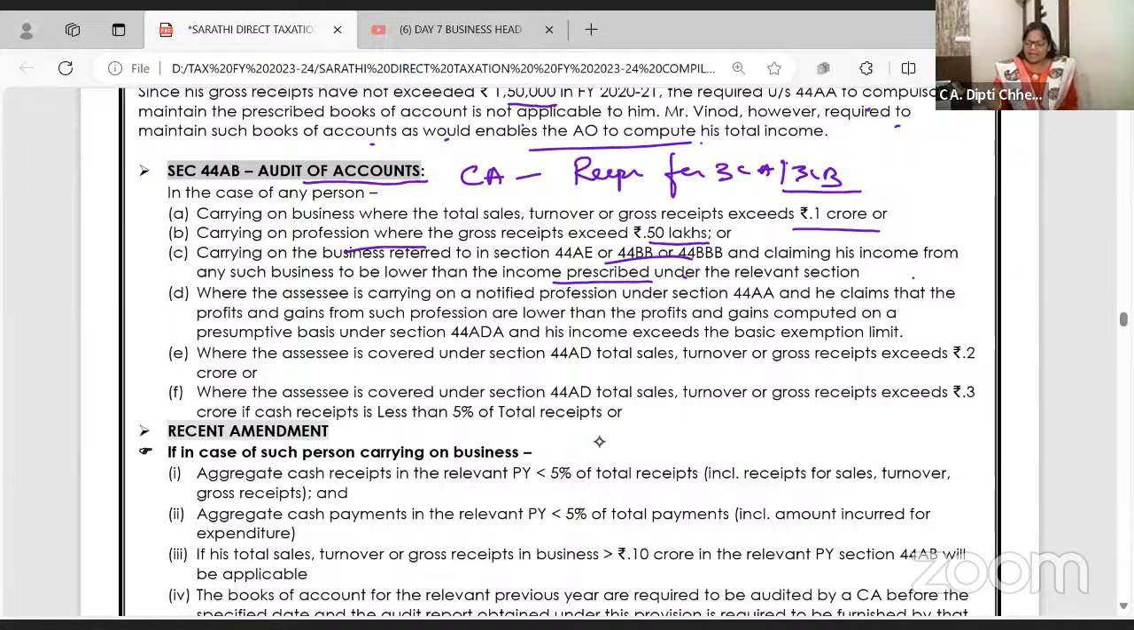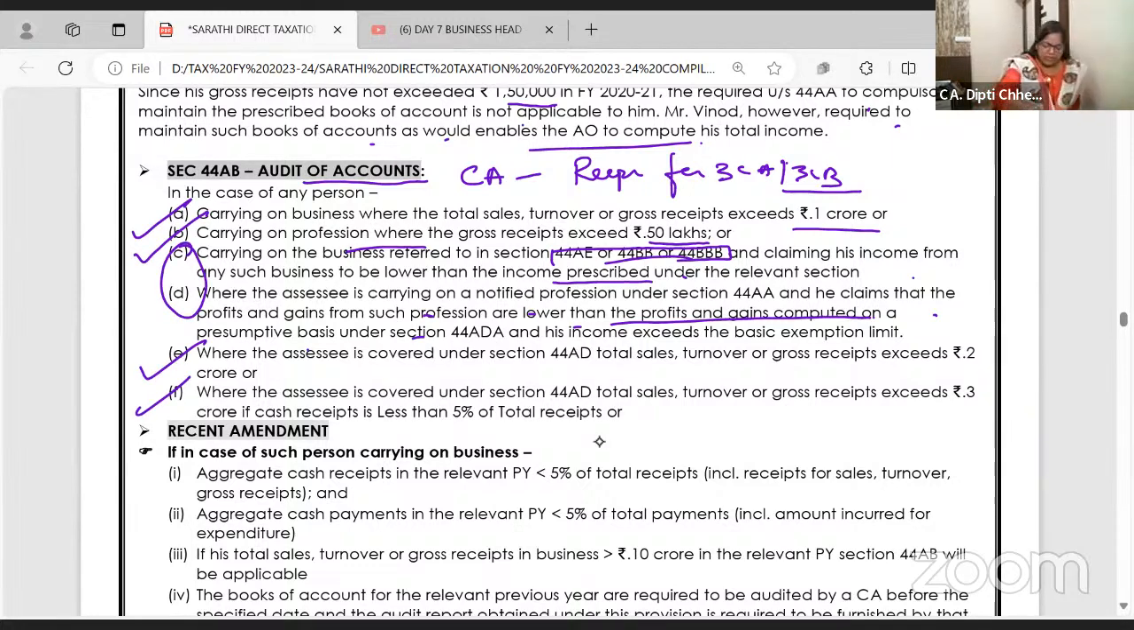आगे हम देखेंगे there are more sections for presumptive taxation, कि इतना profit बता दो and done. If you want to argue no, my profit is lesser than that, then maintain the books. Where the SSE is carrying on a notified profession and claims that such profits are lower, then maintain the books, get it audited. Okay, so right now I want all of you to please tick mark and do this. ये दो को भी छोड़ दो.